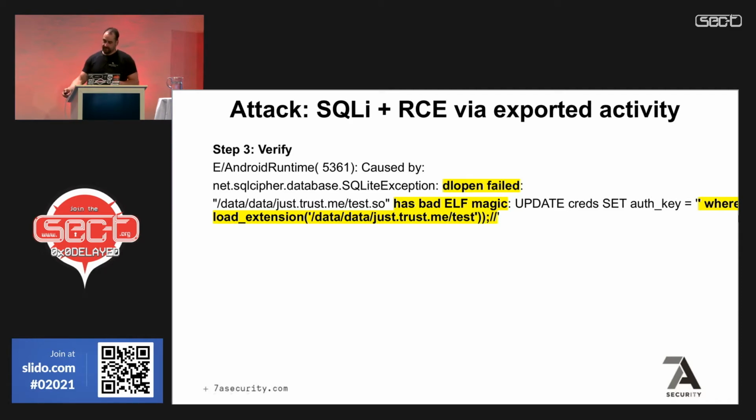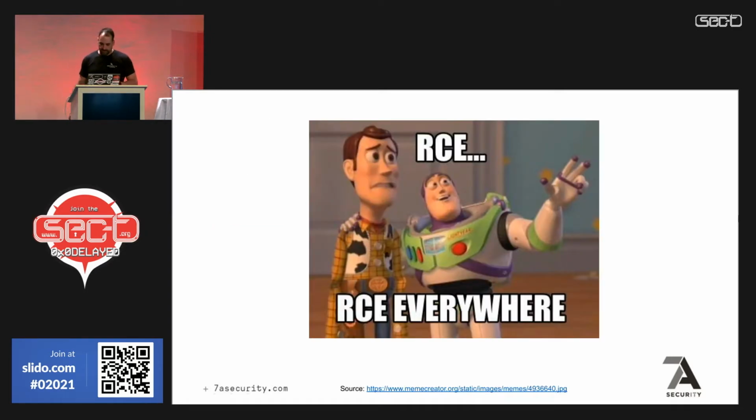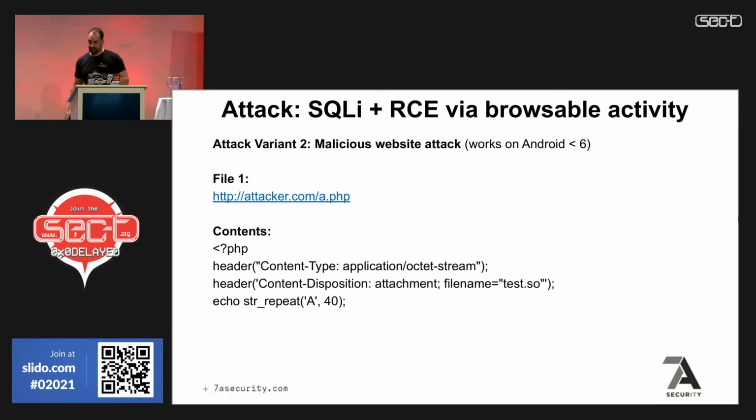So this was the error on logcat. You can see it says SQLCipher dlopen failed, bad ELF magic. So it's trying to execute it, but it sees that it's not a valid binary, but this is enough proof to know that this is code execution, right? Because it's trying to run it. So yeah, this is remote code execution, so always exciting.